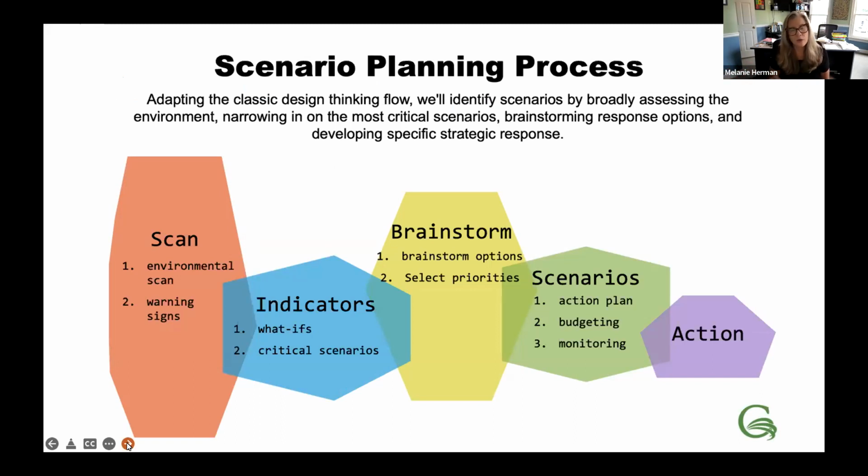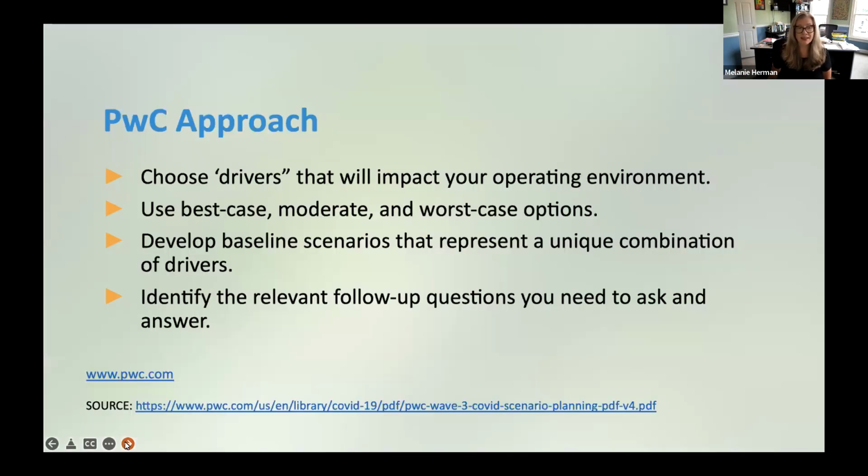So it's a simple framework. I think it's a memorable one, and it was specifically developed for nonprofit organizations. I think it has a lot of promise. So I would encourage you to think about the Georgia Center for Nonprofits approach as you figure out which scenario planning exercise makes the most sense for your agency.